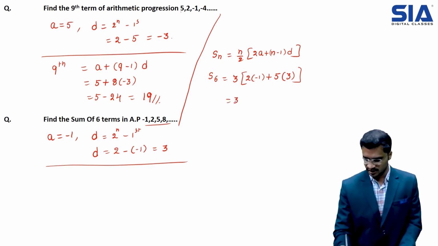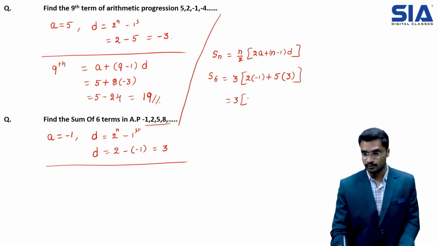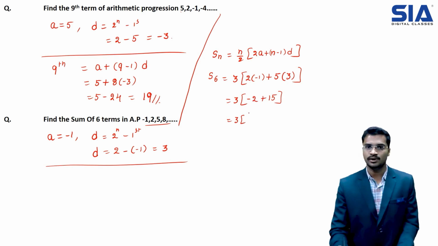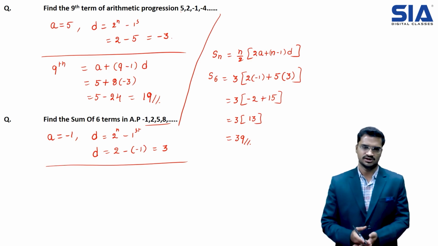So 3 multiplied by 2 into minus 1, so minus 2 plus, here 5 3s are 15. So 3 into 15 minus 2. 15 minus 2 is what? 13. So the sum of these 6 terms is 13 3s are 39. So the sum of all 6 terms is 39.